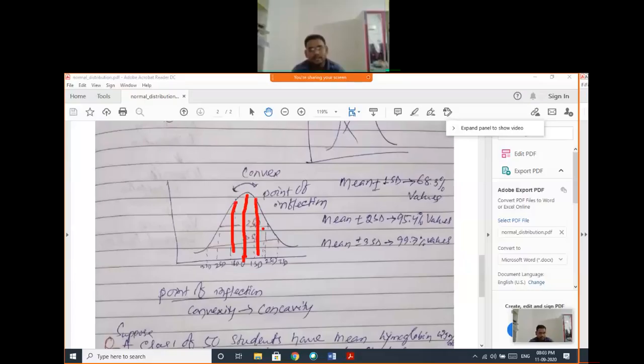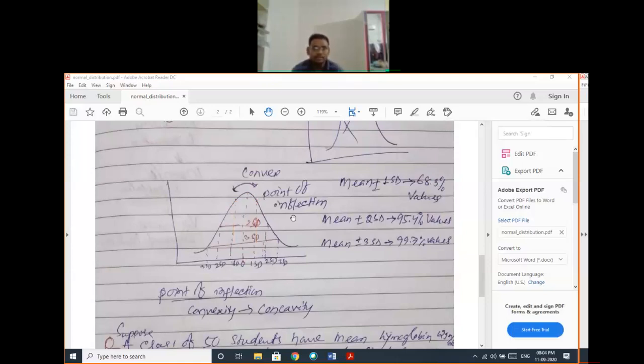So it says that for a normal distribution, within mean plus or minus one standard deviation, around 68.3% of the data will be available over here. That's why I told you it is called normal distribution: for a set of data, most of the values or observations are clustered around the mean value.